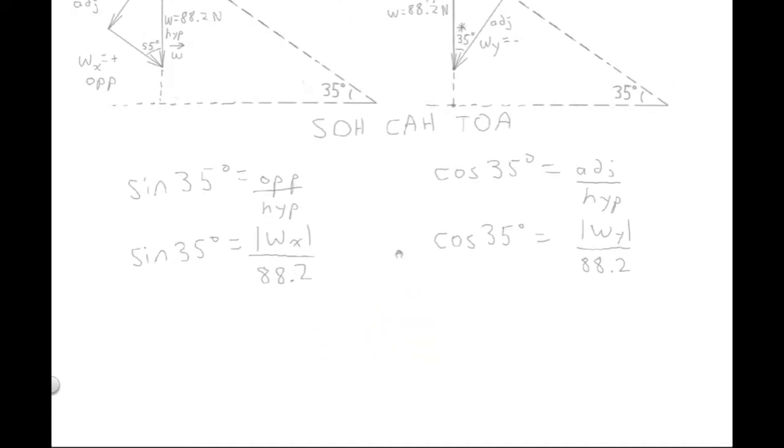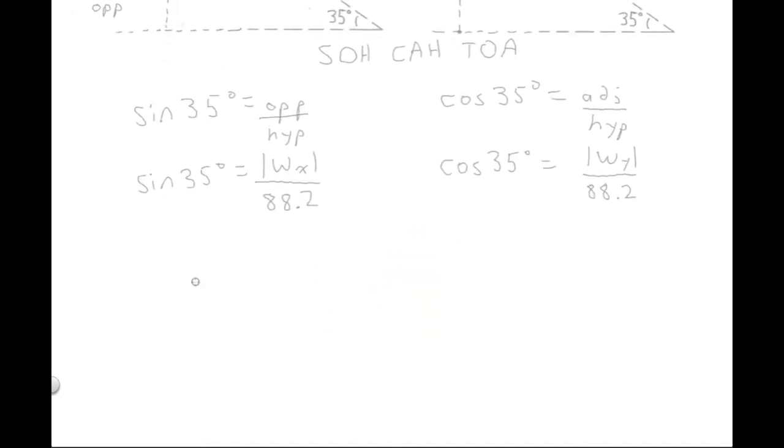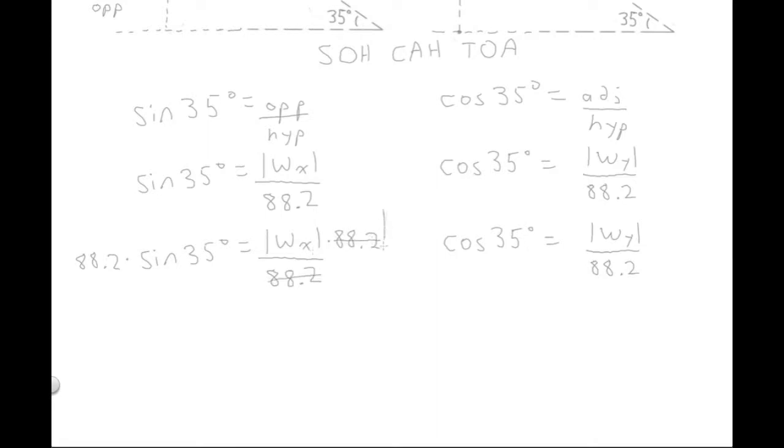All right, and now we can use algebra to solve these equations. We'll multiply both sides by 88.2 to get rid of this denominator and get the variable by itself. Same for the other equation.